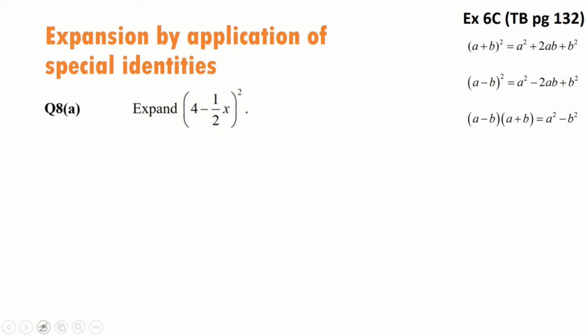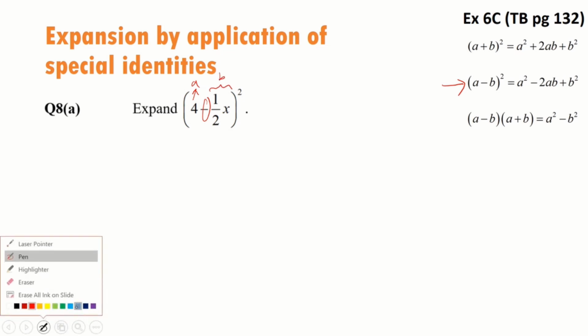Moving on to question 8a, we want to expand 4 minus half x squared. So which is the identity that we should be using? We should be using the second one, because there's a minus sign here, right? And the square is outside the brackets, right? So the A is actually 4, and then half x is actually the B.